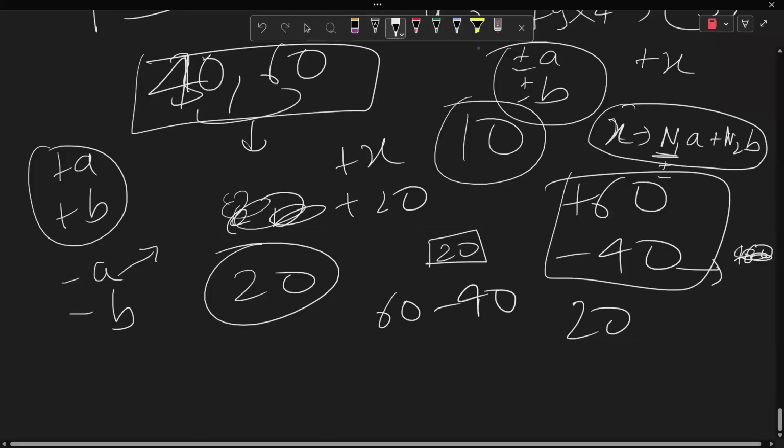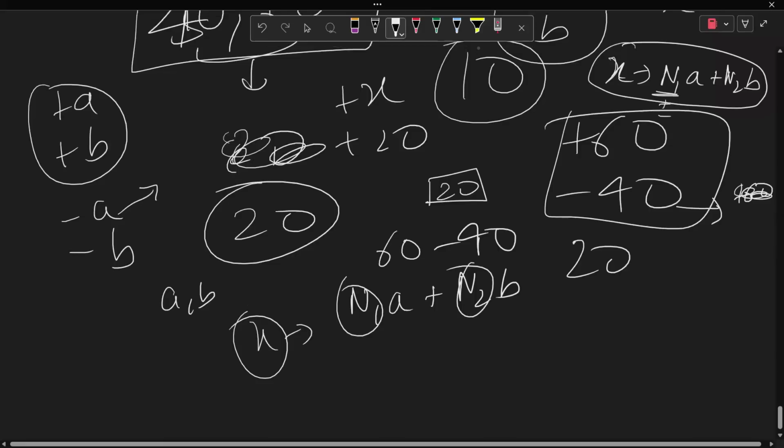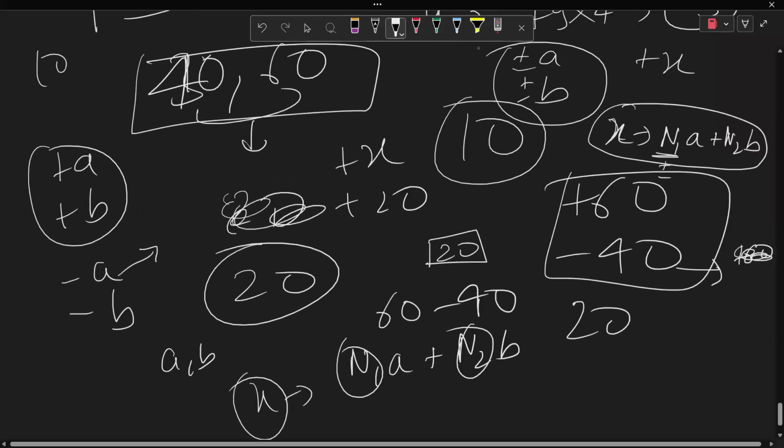So if you can write n1 times A plus n2 times B, where n1 and n2 can be any integers, positive or negative, that means if you can form this X through A and B, then you can do a plus X. But if you have 40 and 60, can you form a 10 using just 40 and 60? If you can form a 10 using just 40 and 60, then you can do a plus 10.